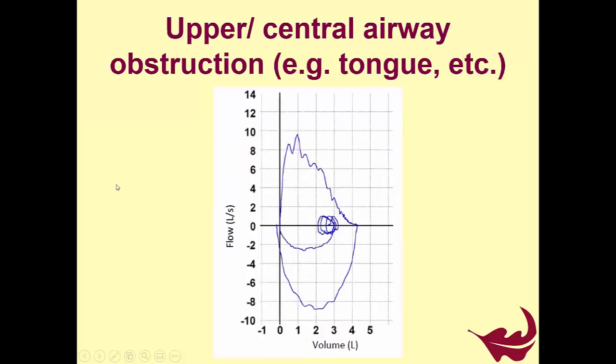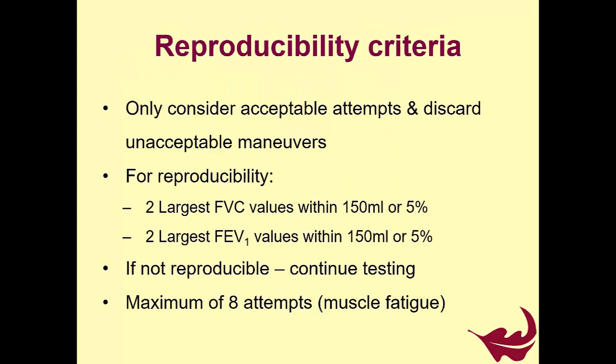If you have upper airway obstructions, and this is something that we commonly see where the person's tongue gets in the way and so forth, you get this sawtooth-like picture. You can also see this with other central and upper airway obstructions in the airways. So these are also artifacts that we don't want to see on there. So that would be the acceptability criteria. Each time that the person is blowing, we need to evaluate that curve and say, is it acceptable or not?